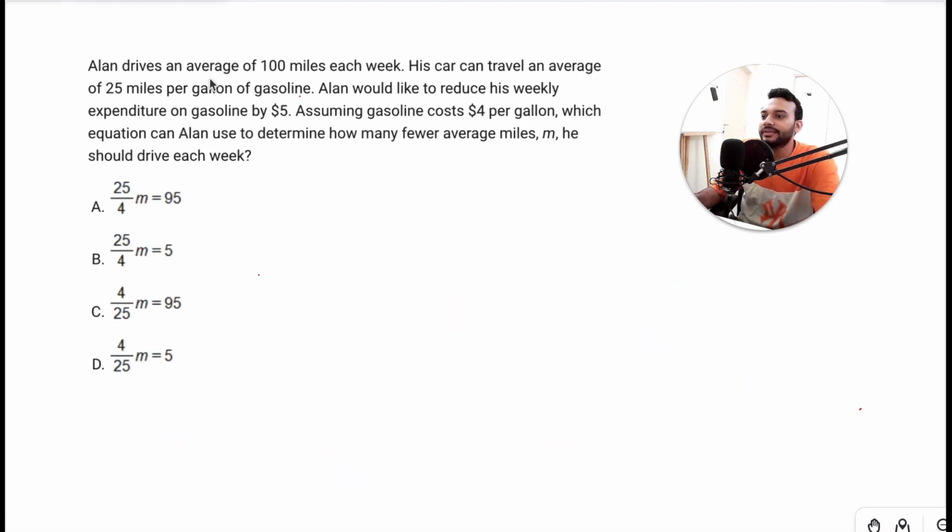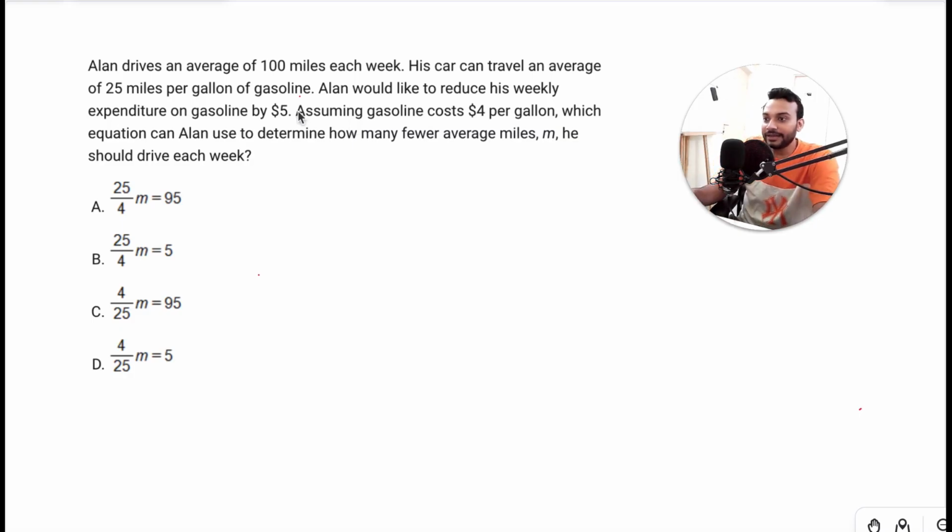Alan drives an average of 100 miles each week. His car can travel an average of 25 miles per gallon of gasoline. Alan would like to reduce his weekly expenditure on gasoline by $5. Assuming gasoline costs $4 per gallon, which equation can Alan use to determine how many fewer average miles M he should drive each week?